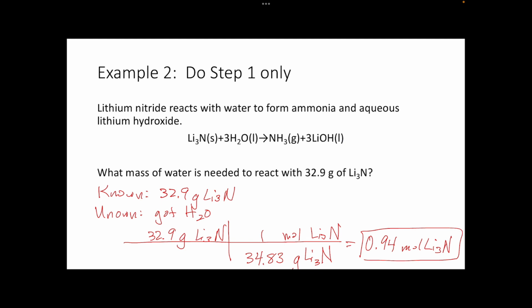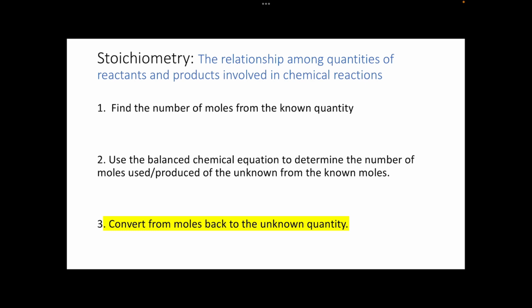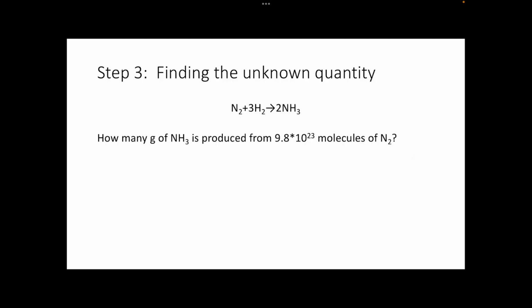The next video, we will go one more step and talk about step 2. All right, now we are on to the final step. This is the final step, step 3, for our general stoichiometry problems. And that is just converting the moles back to the unknown quantity, so whatever units we want to know. So let's go ahead and do that.